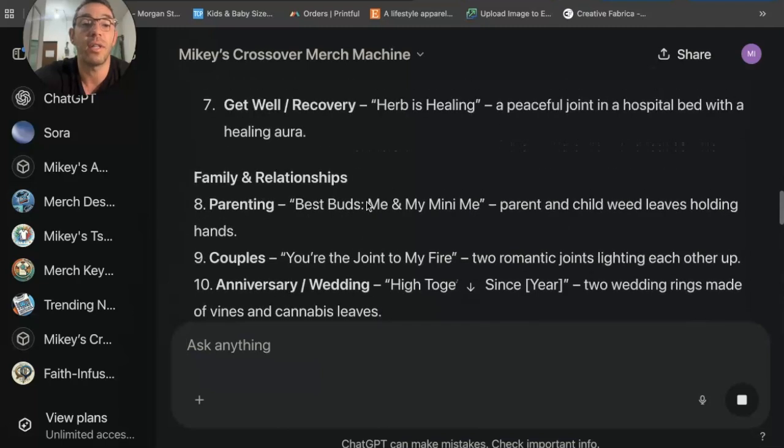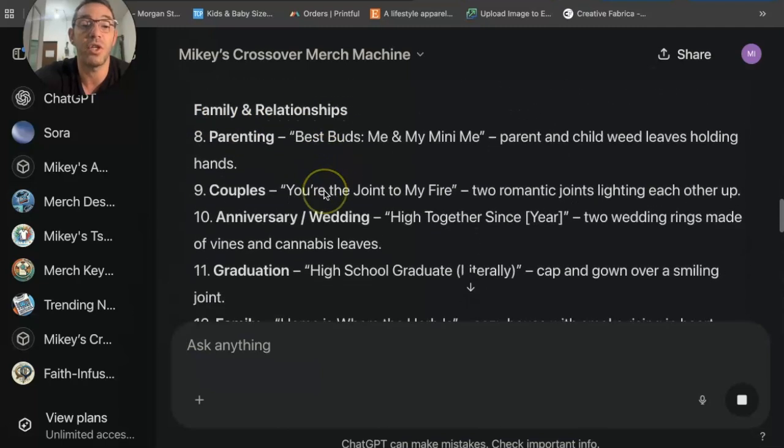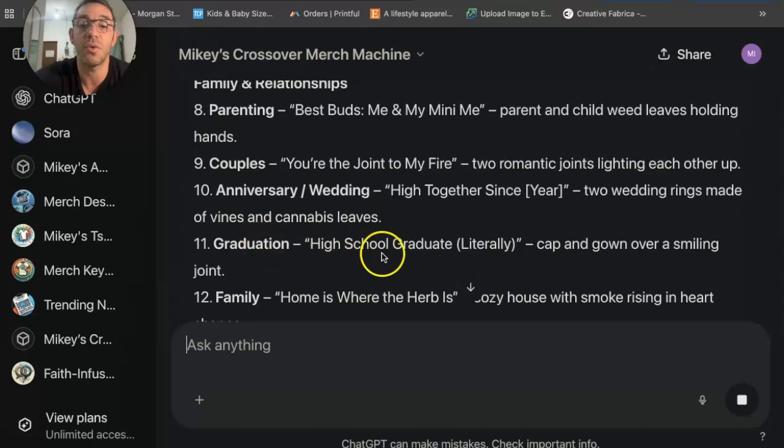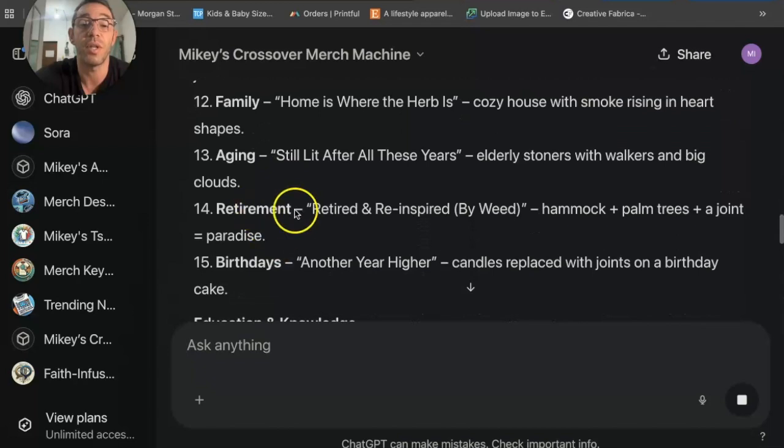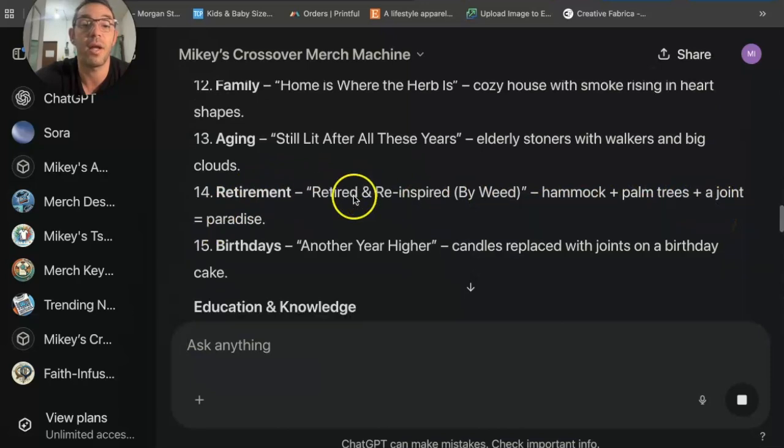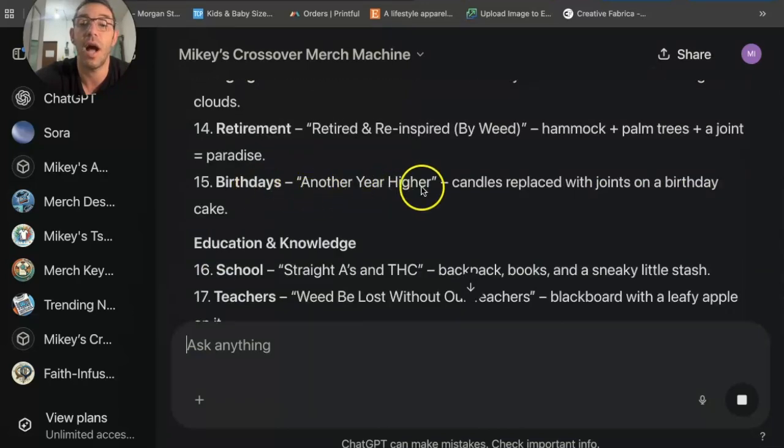Let's go ahead and take a look at the next category, which is family and relationships. So graduation, high school graduate, literally, cap and gown over a smiling joint. Let's see if we can find another one. Retirement, retired and re-inspired by weed, hammock, and palm trees, and a joint equals paradise. Birthday, another year higher, candles replaced with joints on a birthday cake.